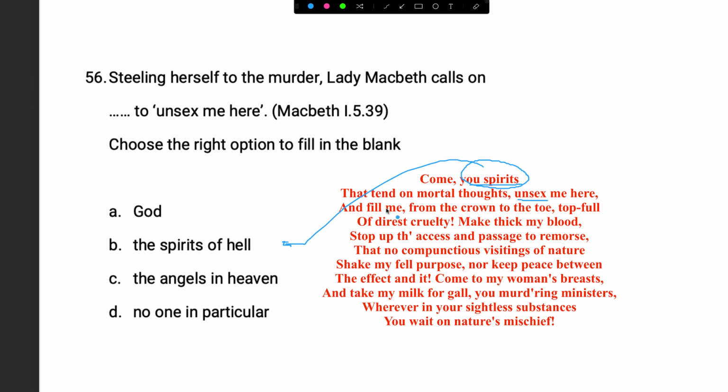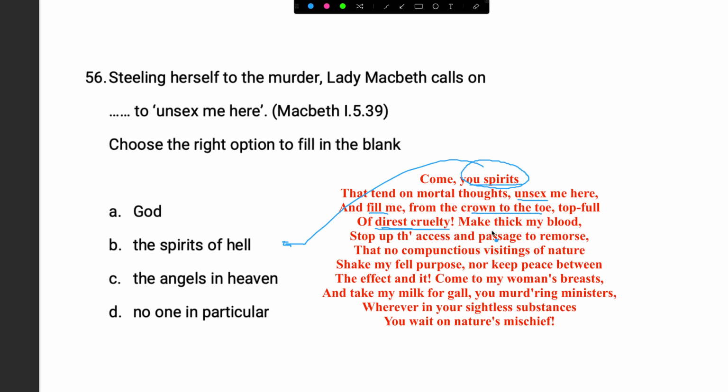She wants to get filled from the crown to the toe, from head to foot, top-full of direst cruelty. She wishes that there should be cruelty in her, so that when she executes the task of murdering King Duncan, her hands should not tremble. Her heart should not falter. She should not feel weakness in any way.